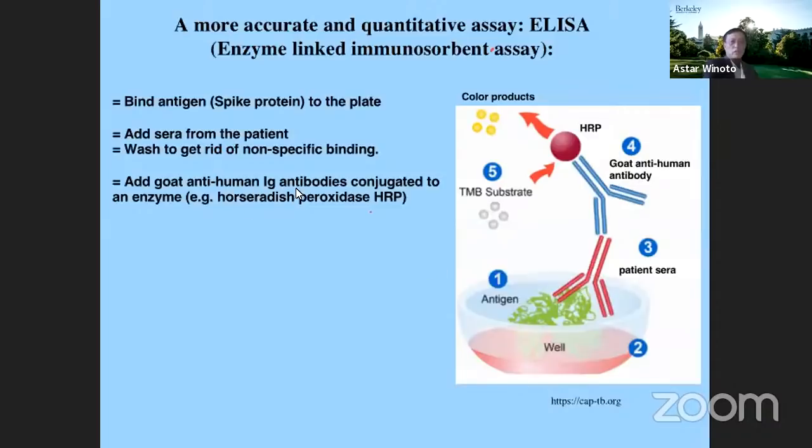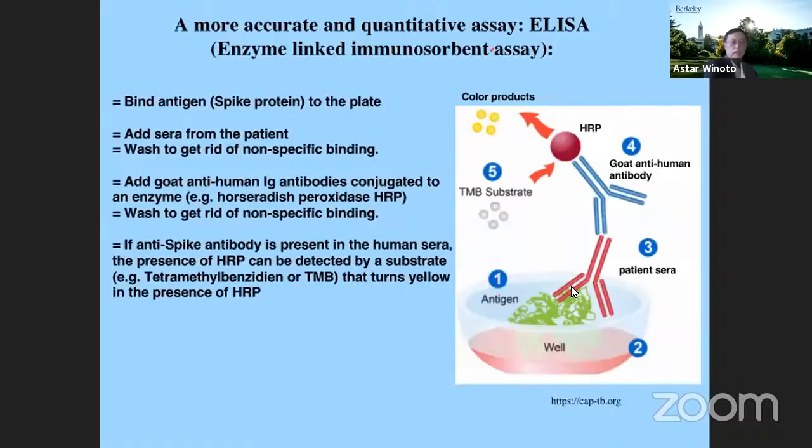And then you add goat anti-human immunoglobulin antibody that has been conjugated to an enzyme, for example, horseradish peroxidase. So this is goat anti-human antibody. And then, of course, you wash it again. And if there is an anti-spike antibody present in this well, the presence of this enzyme can be visualized if you add a substrate, in this case, for example, TMB substrate. This will give off color, in this case, yellow. And you can then detect this with machines, spectrophotometers, and you can quantitate this. Basically, this is the basis for a lot of more accurate and more quantitative antibody tests that have been used, for example, by Roche. They use chemiluminescence. It's very similar, but instead of color, it gives you light.